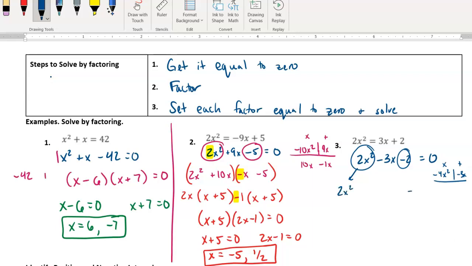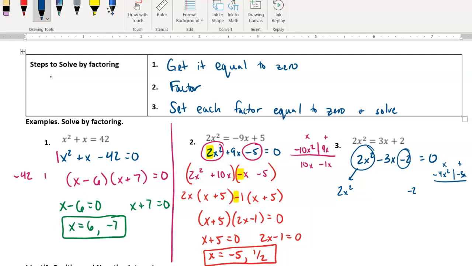And I'm just going to write this down. So you're going to figure out what goes in the middle here, and then I want you to do the rest of it, get it in factored form, and then set those factors equal to 0 and solve. So go ahead, pause the video, and hit play when you're ready to check to see if you've done it correctly. All right, let's see how you did.